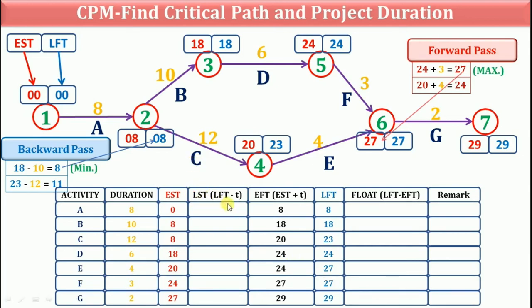Now calculate LST by using formula LFT minus T, that is duration. Here 0, LFT 8 minus duration 8. For activity B, LFT 18 minus duration 10, so 8. Similarly, complete this column.